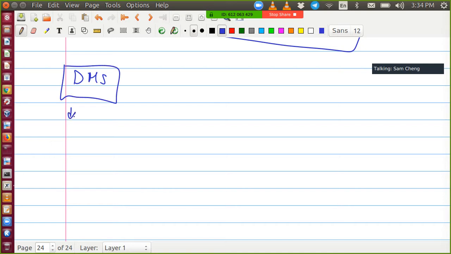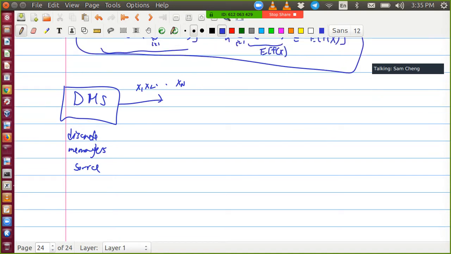So this is a discrete memoryless source. You sample from this source to get x1, x2, and so on, xn. Of course the output from this discrete memoryless source will be IID, so it will be the same kind of sequence we described in the law of large numbers.